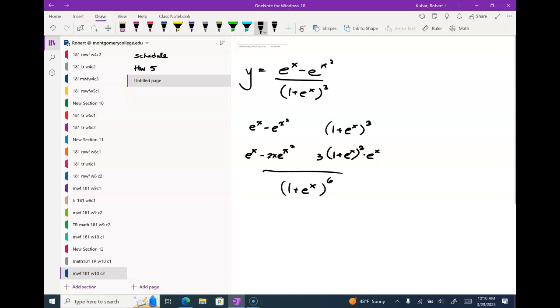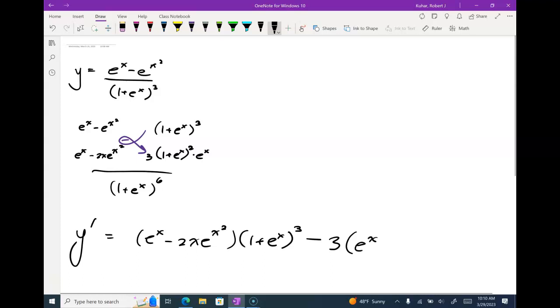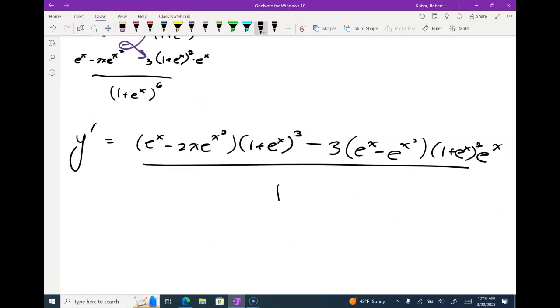Nice, so our derivative here is going to come from our quotient rule. And I just got to be really careful here. It's really kind of messy. But I see that I'm going to have this factor times the 1 plus e to the x quantity cubed with a negative in there. I'm going to grab the 3 first. And I have that e to the x minus e to the x squared, that factor, another factor of 1 plus e to the x, but this time squared, and another factor of e to the x. And this is 1 plus e to the x quantity to the 6th.